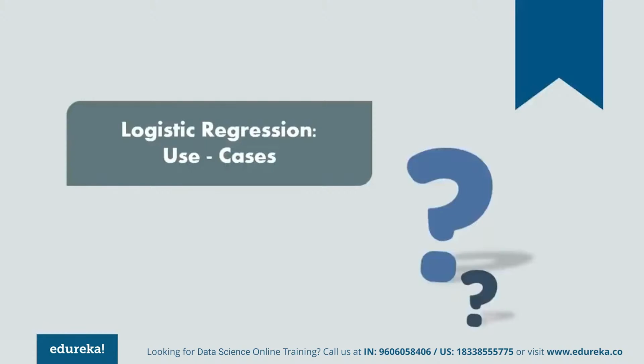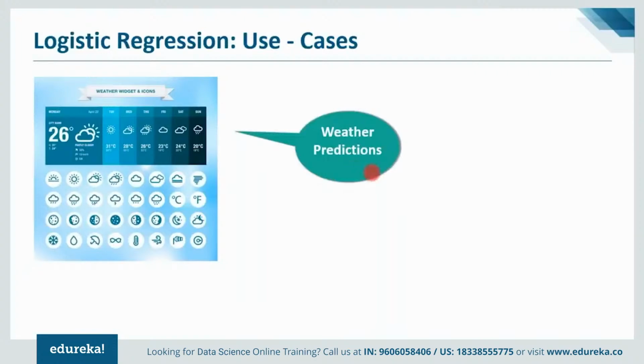Moving ahead, let us see the various use cases wherein logistic regression is implemented in real life. The very first is weather prediction. Logistic regression helps you predict the weather. For example, it is used to predict whether it is raining or not, whether it is sunny, or whether it is cloudy or not. All these things can be predicted using logistic regression.